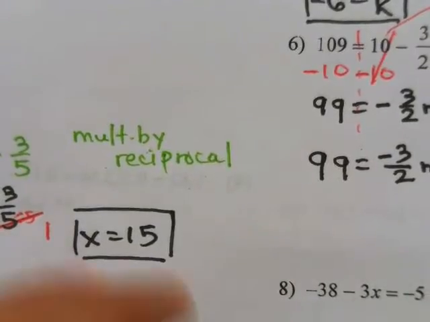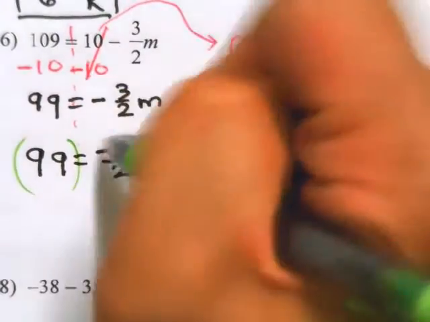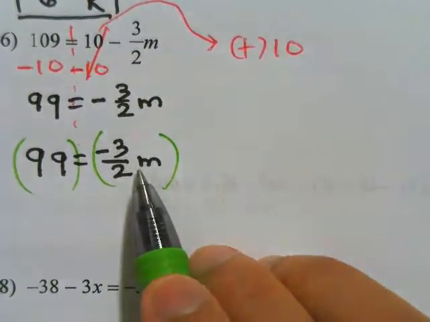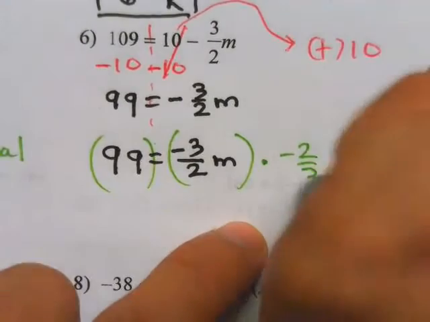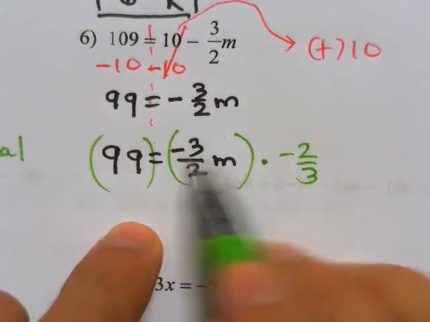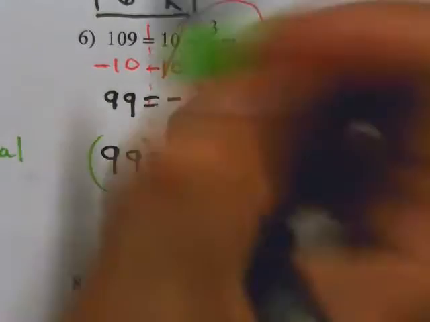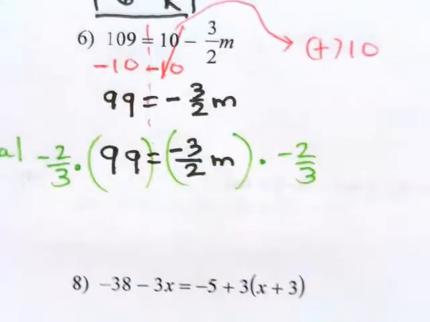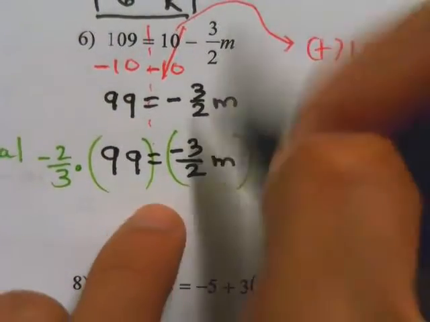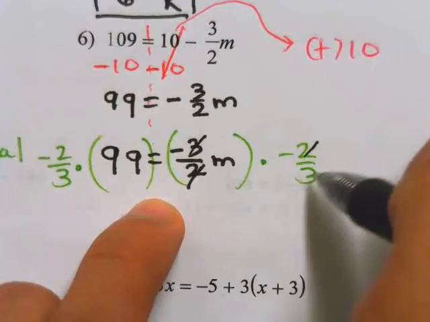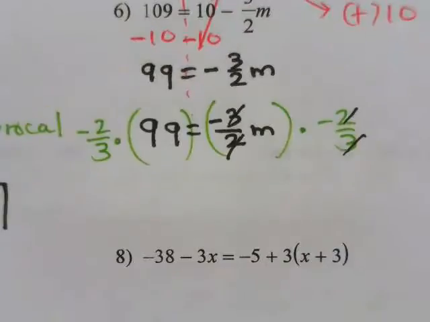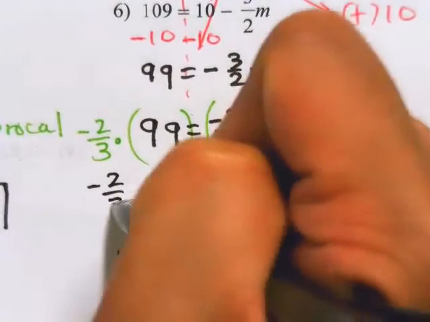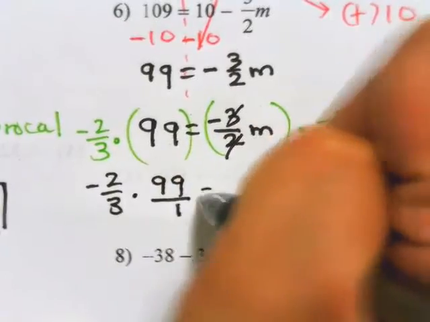All right. Like on the last step that I did on number 5, you're going to multiply by the reciprocal of the number right by the variable. So the reciprocal of -3/2 is going to be -2/3. So yes, you need to also incorporate the negative along with the reciprocal as well. So you're going to multiply both sides by -2/3. What's going to happen is the 2's are going to be gone, the 3's are going to be gone, and then the negative times negative will turn into positive. So that's fine. Okay, this is -2/3 times 99/1 is equal to m.